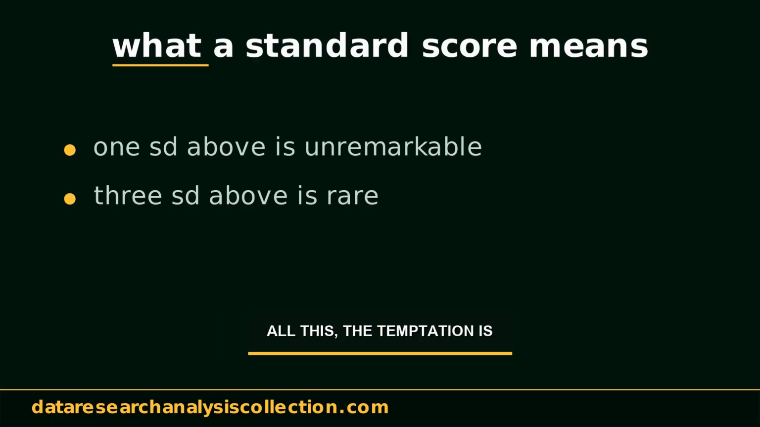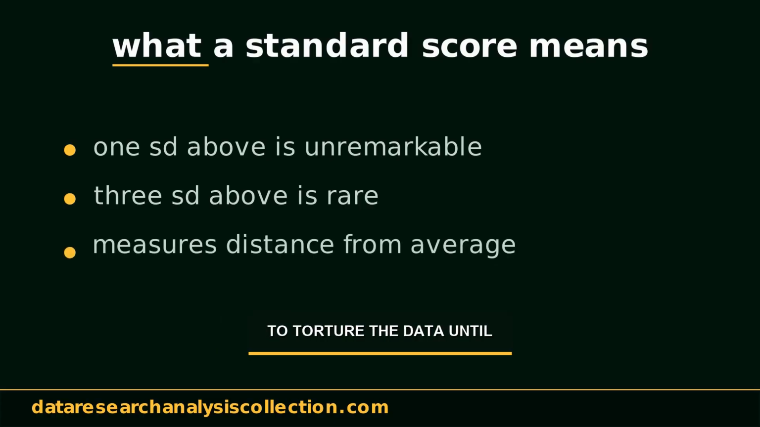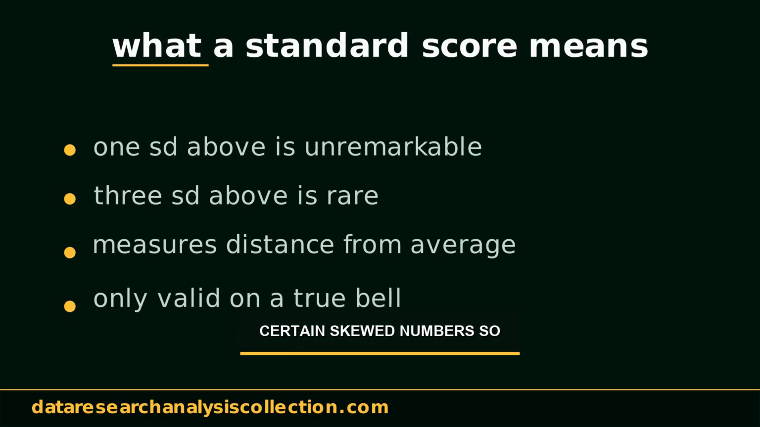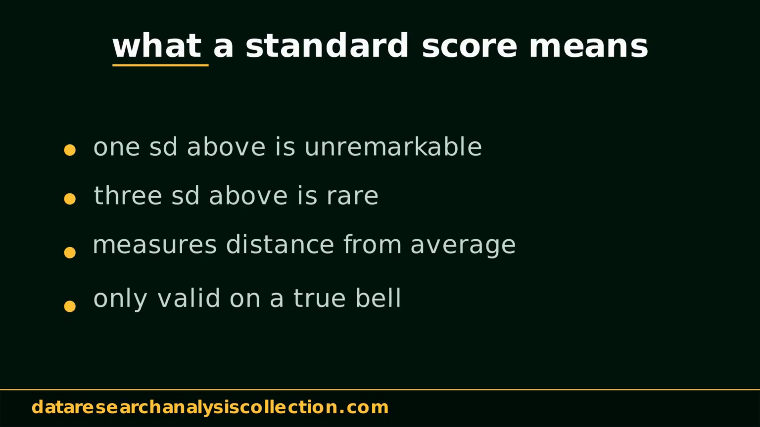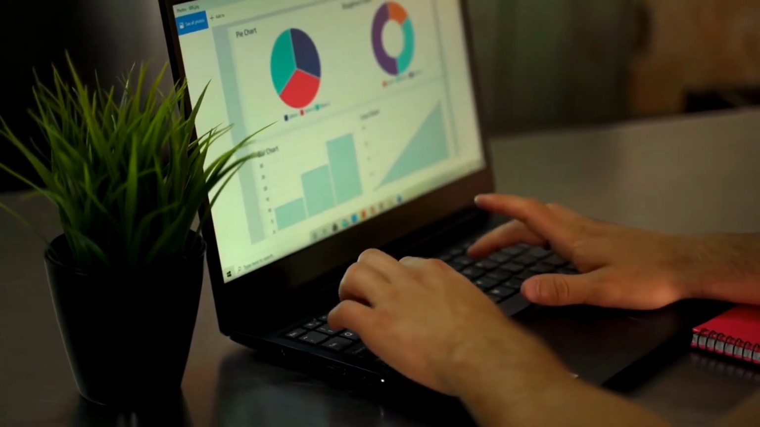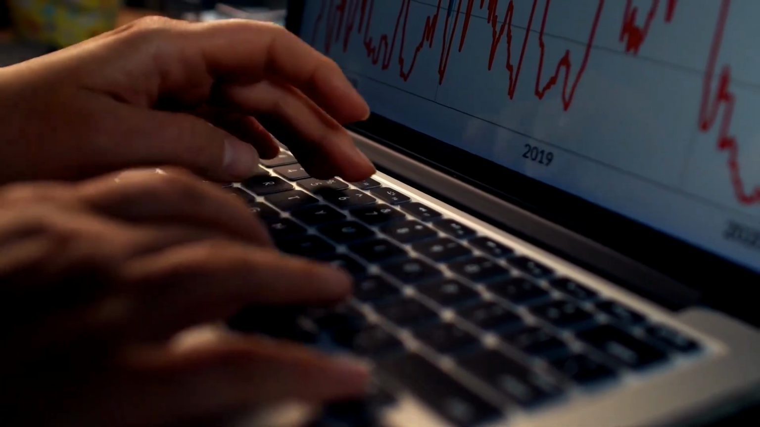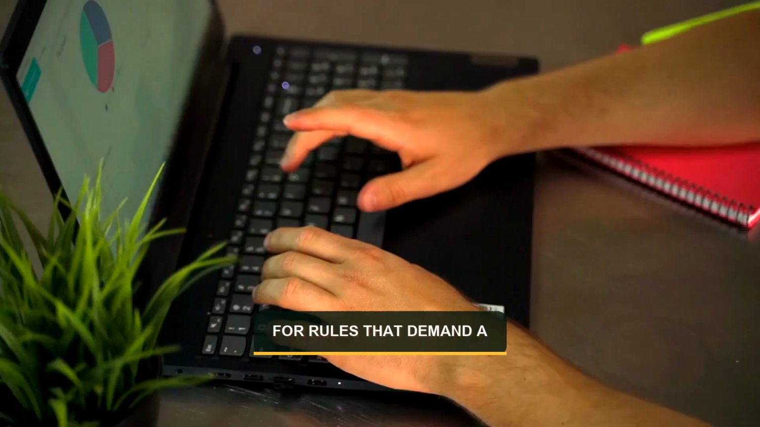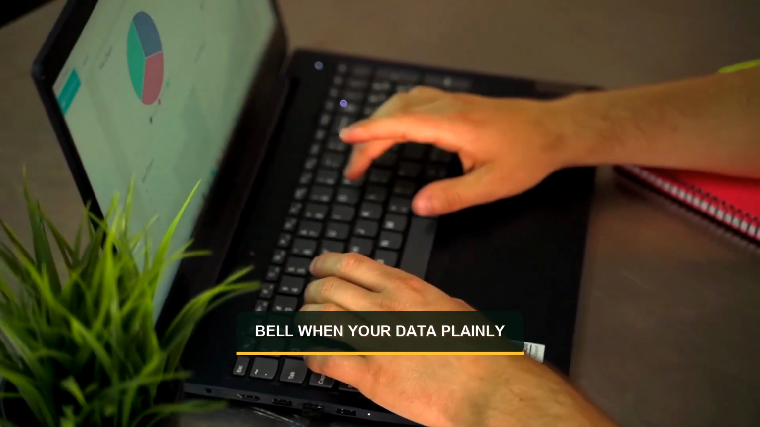Do not force your data to be normal. When people first learn all this, the temptation is to torture the data until it looks bell-shaped, and I want to gently warn you off it. Yes, there are honest ways to reshape certain skewed numbers so a bell fits them better, and they have their place. But for the day-to-day reading of a small business, you are usually far better served by tools that never assumed a bell in the first place: the median, the percentiles, and the interquartile range I covered before. The goal is not to make your data normal. It is to stop reaching for rules that demand a bell when your data plainly is not one.